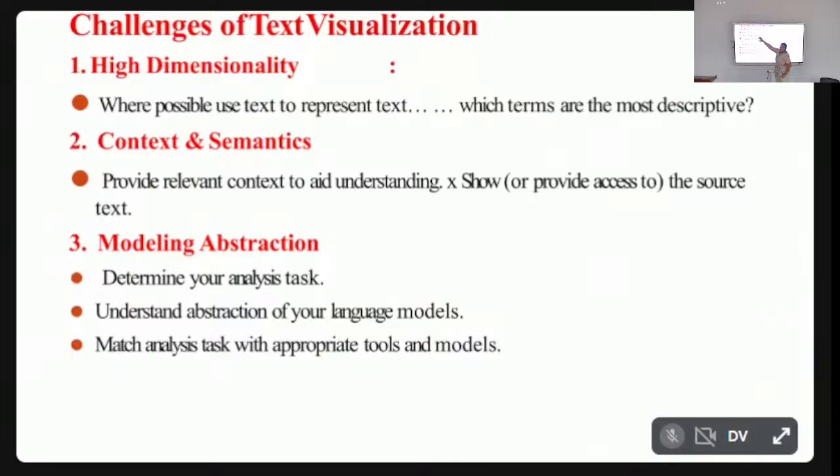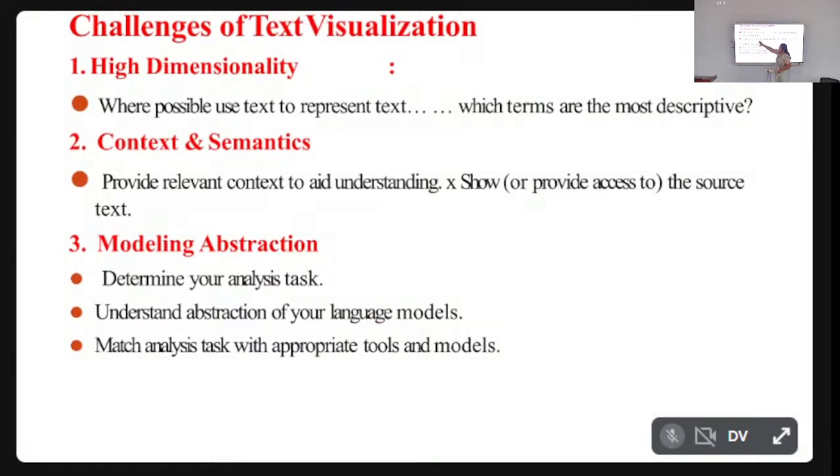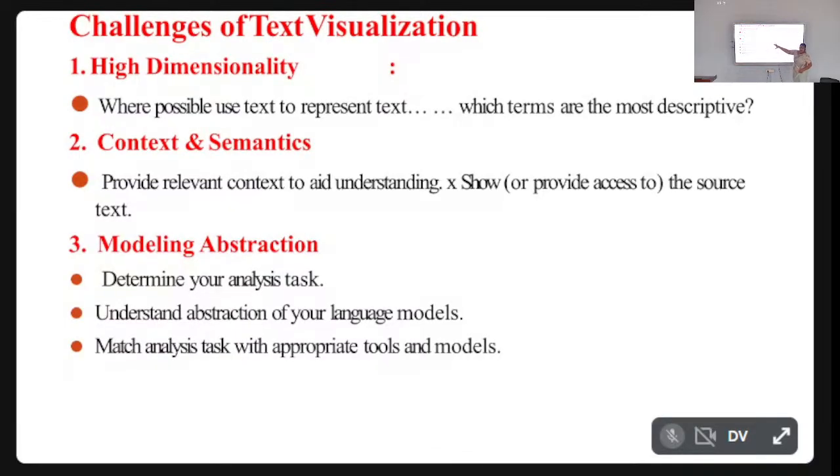Wherever possible, use the text to represent some particular data. What do you mean by this one? You are having a cluster, right? You are using some text to represent the same pattern of text used here. Next, context and semantics. What do you mean by that? Provide relevant context. You are showing a diagram, and there you are providing relevant context to understand the given data. Next, modeling abstraction. What do you mean by abstraction?